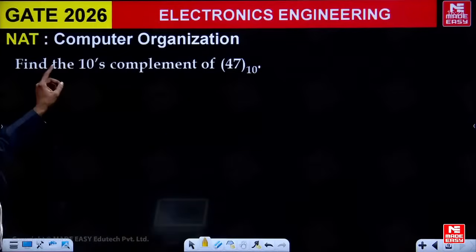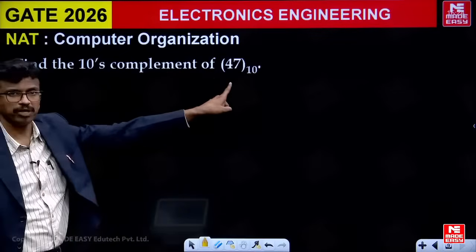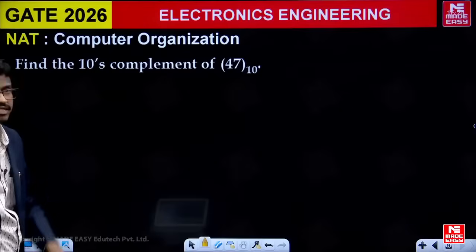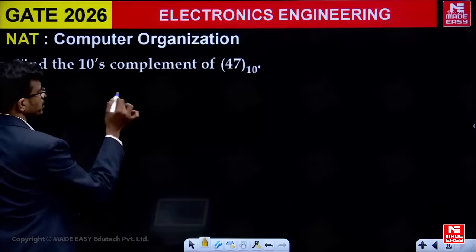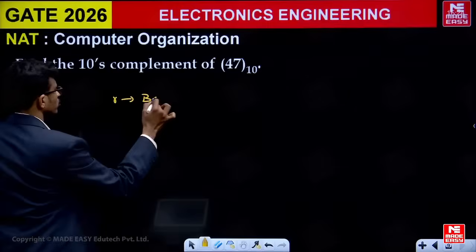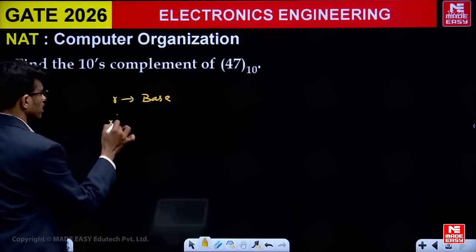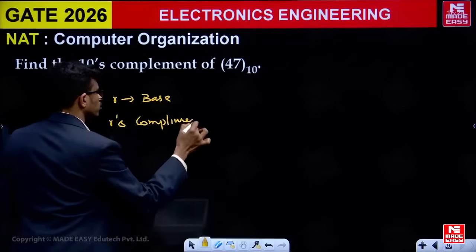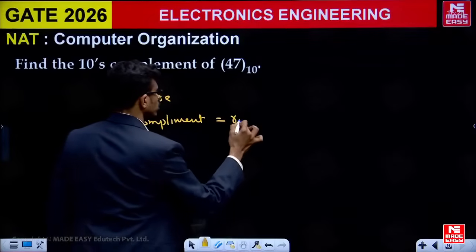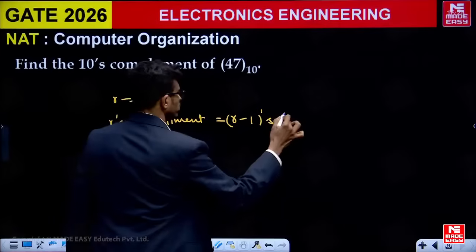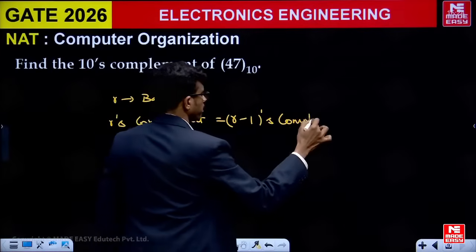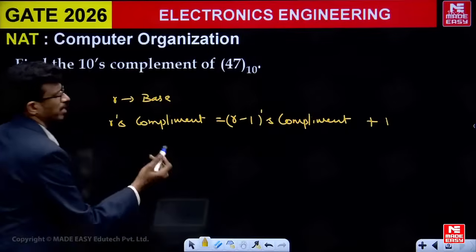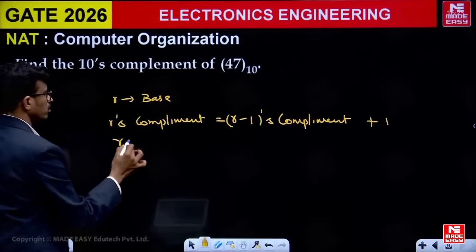The next question is, a number is given in decimal form, 47. You have to find out the tens complement of this data. For example, in any number system, if R is taken as the base of the number system, then R's complement is equal to (R minus 1)'s complement plus 1. Simply a basic level question, very simple. So what is the value of R now? R is equal to 10.